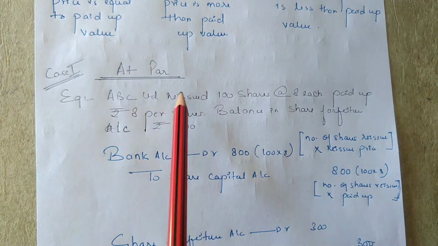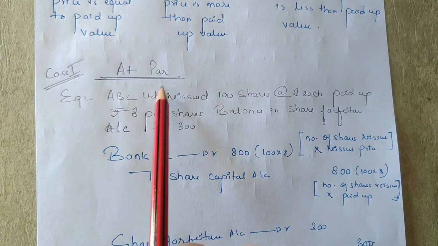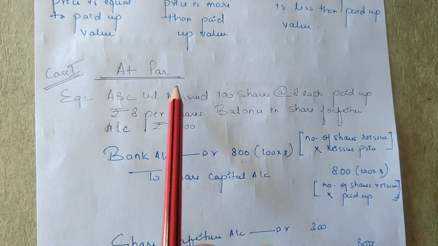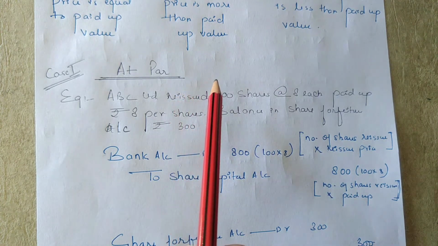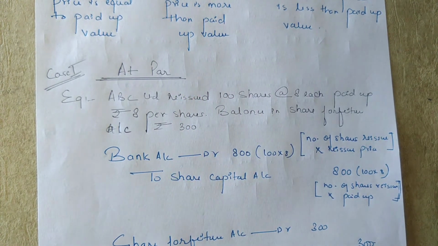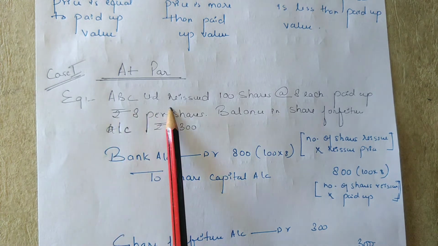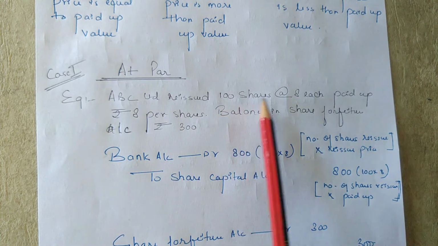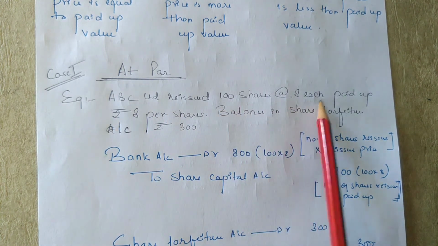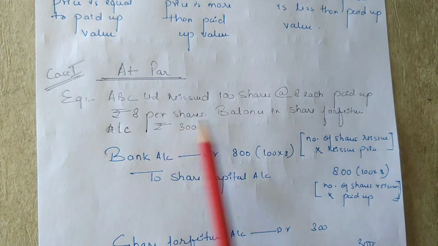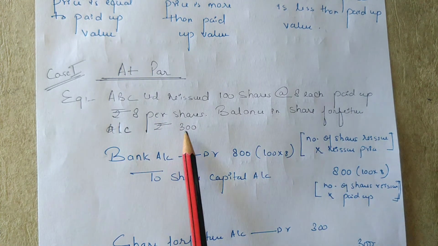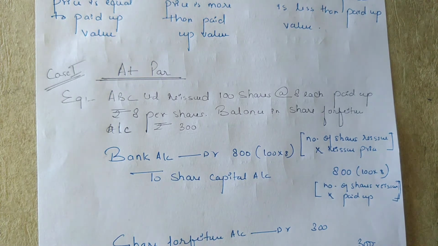So the first case is reissue of shares at par, which means where paid up value is equal to the reissued price. So the question is: ABC Limited reissued 100 shares at the rate 8 each, paid up ₹8 per share. Balance in share forfeiture account is 300.